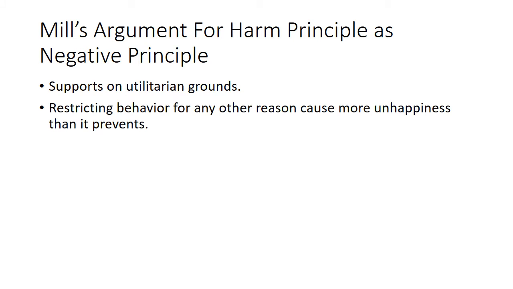Okay, so Mill is very famous as a utilitarian philosopher. Mill is one of the main supporters of utilitarian philosophy. The only other person as famous for formulating utilitarianism and defending it might be this guy Jeremy Bentham. So Mill argues for the harm principle, the negative harm principle, on purely utilitarian grounds. He's going to say that putting any kind of restriction on people's behavior when that behavior doesn't harm others is going to do more harm than good.